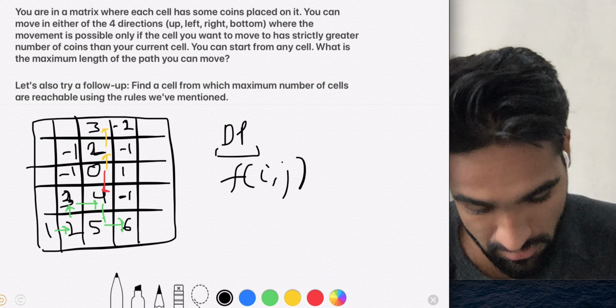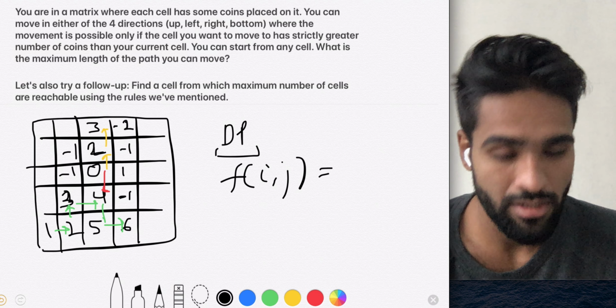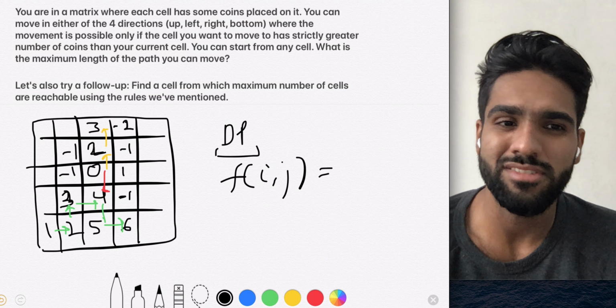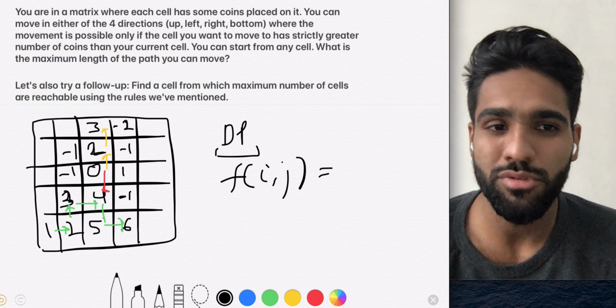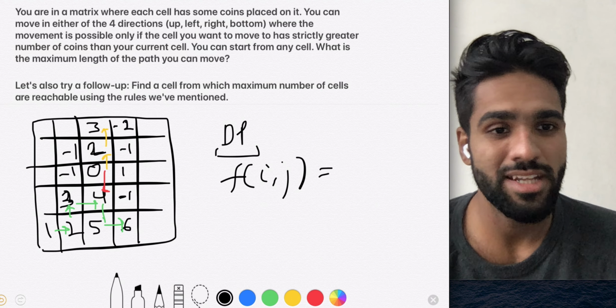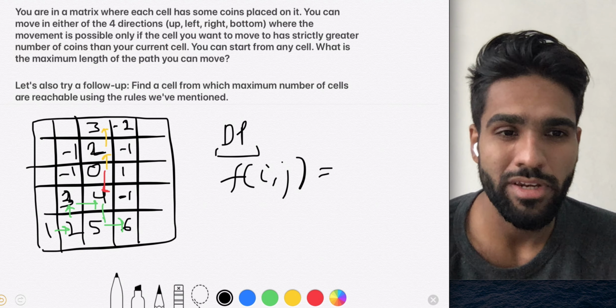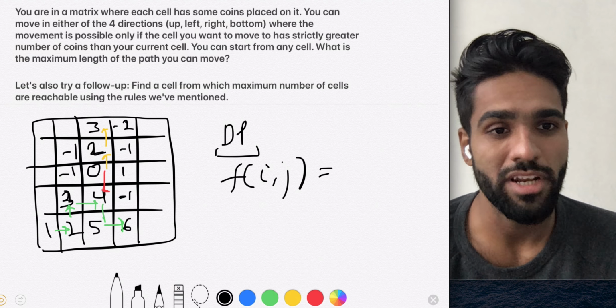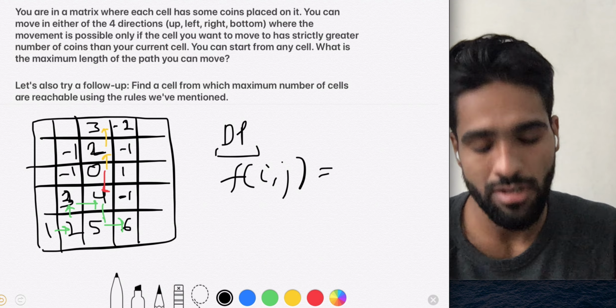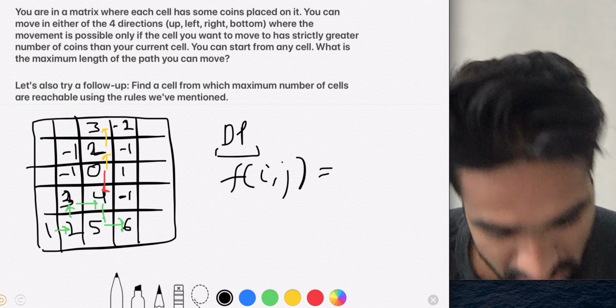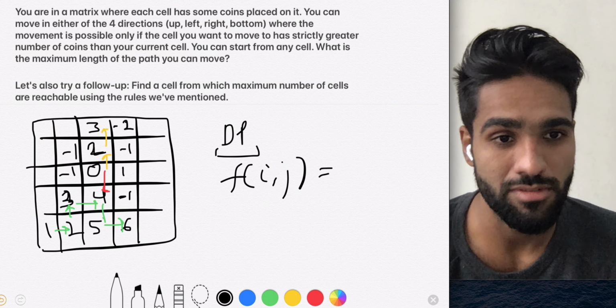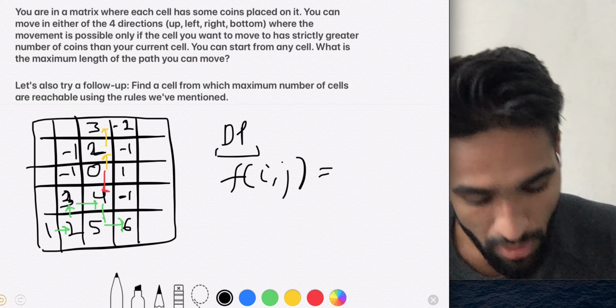So how do we find f of ij? What does it really depend on? We have to think in terms of developing a recursive function. From the I comma j cell, you can go to some of its possible neighbors depending on their values, and you want to explore each of those options, if it's a valid move.